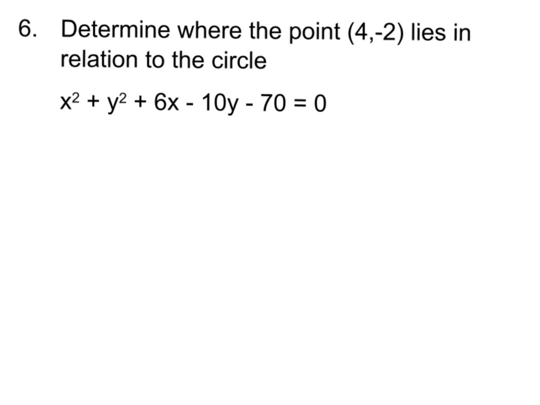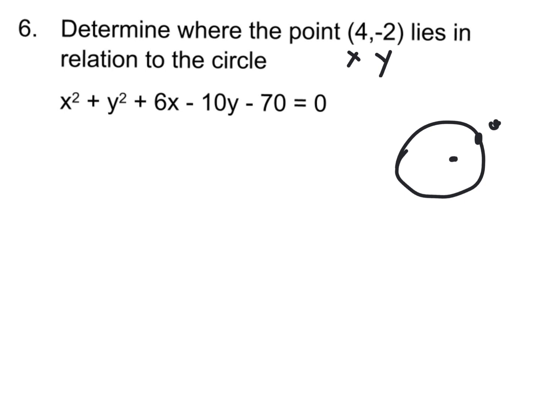Determine where the point 4, negative 2 lies in relation to the circle. So this comes up quite a lot. Simply, the easiest way to do this one is do X and Y. If you plug this in, if it lies on the circumference of the circle, then you would expect to come out with 0 as your answer. That point would do what's called satisfying the equation. If your answer comes out bigger than 0, you lie outside. If your answer comes back less than 0, you lie inside the circle.